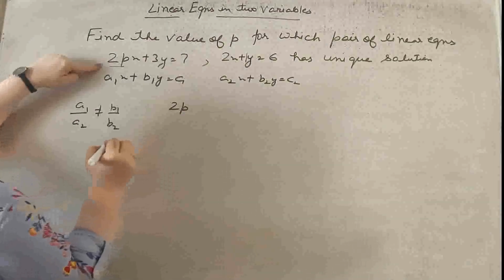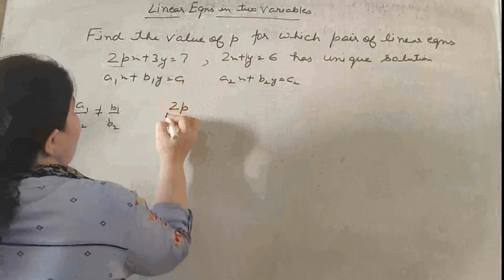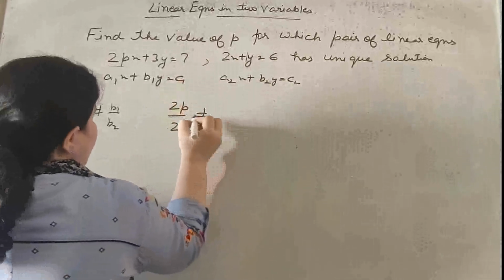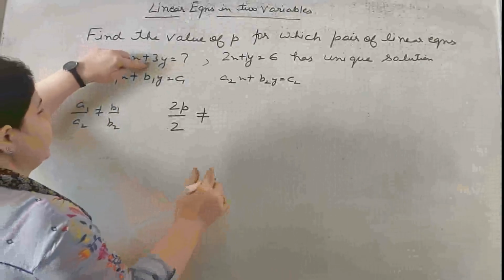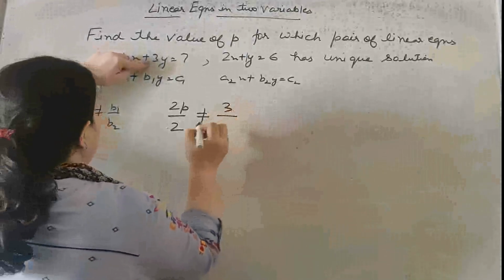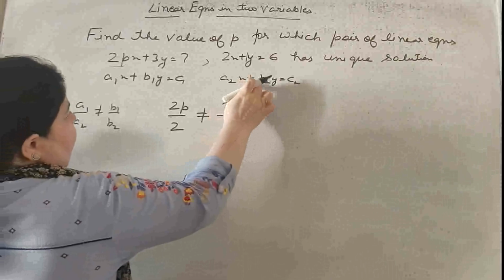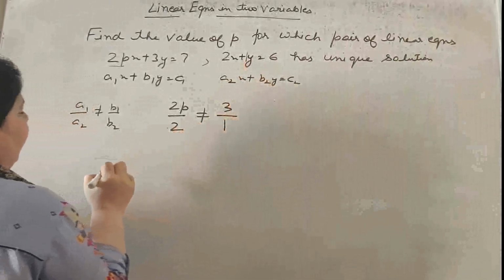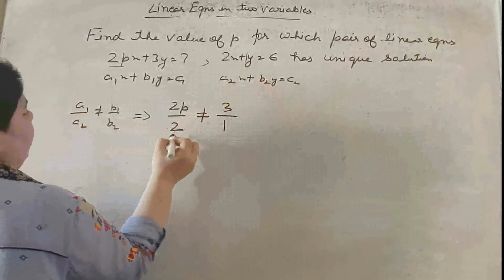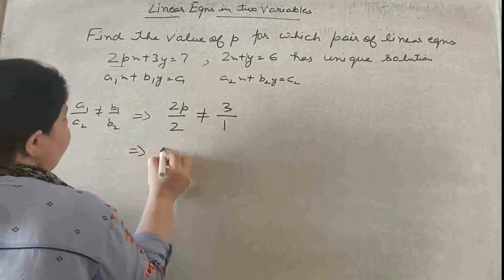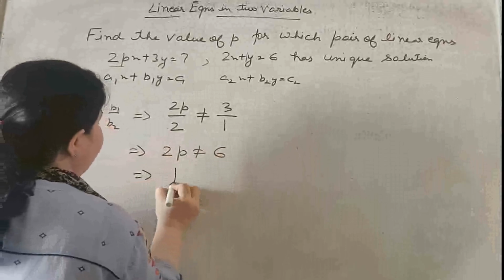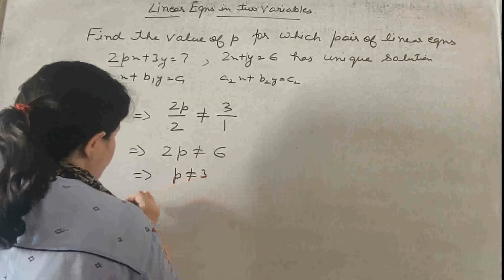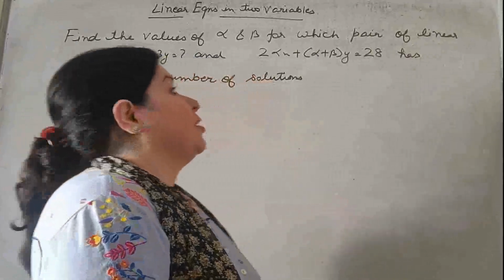So coefficient of x in the first equation क्या है? 2p, and coefficient of x in the second equation is 2. Is not equal to coefficient of y in the first equation, that is 3, over coefficient of y in the second equation, that is 1. ये आ गया रिजल्ट मेरे पास. This implies, यहाँ पे आप डायरेक्टली क्रॉस मल्टीप्लाई कर सकते हैं. This will give you 2p is not equal to 6. This implies p is not equal to 3. Got it?